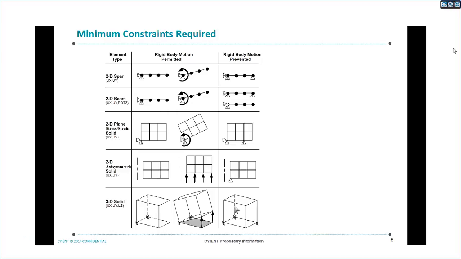But in general, whenever you give boundary conditions, you need to review the results and try to understand whether the boundary conditions we have given simulate the physics, minimize the rigid body motion, and minimize over constraints. Okay, it should not be over constrained. If it is over constrained, it will result in high stress, or it will give inaccurate results.